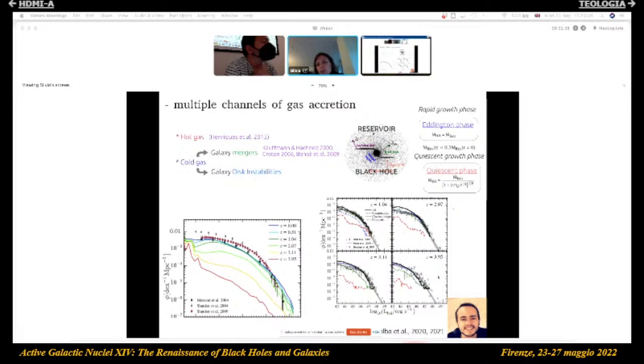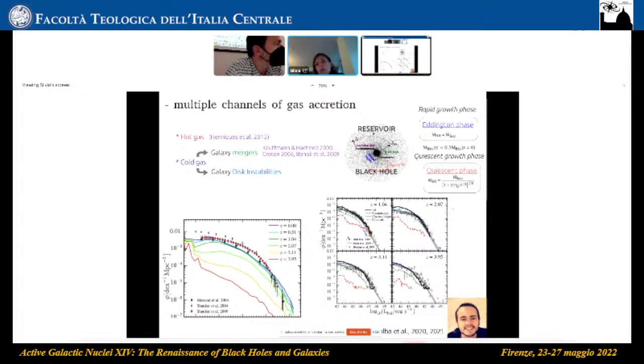Galaxies that have a bulge component experience a lot of violent disk instabilities. And at lower redshift, most of the active black holes are actually in more classical bulges.